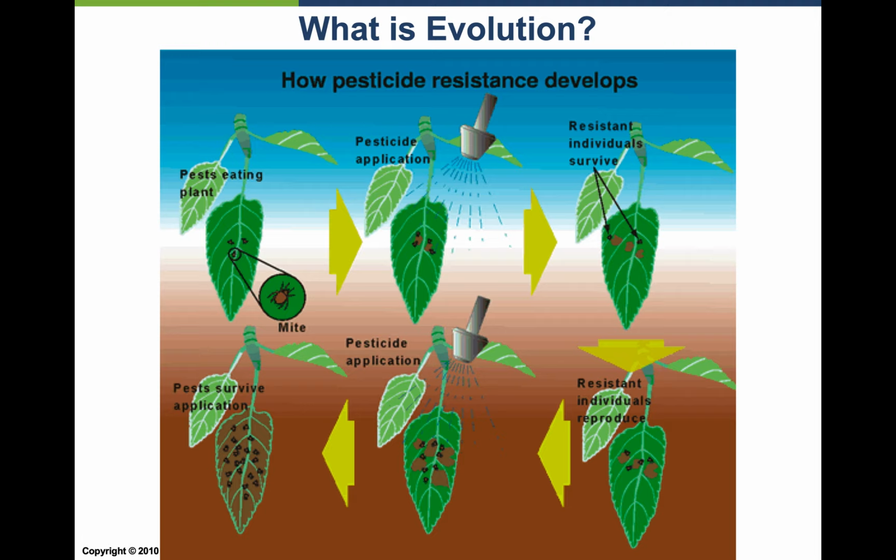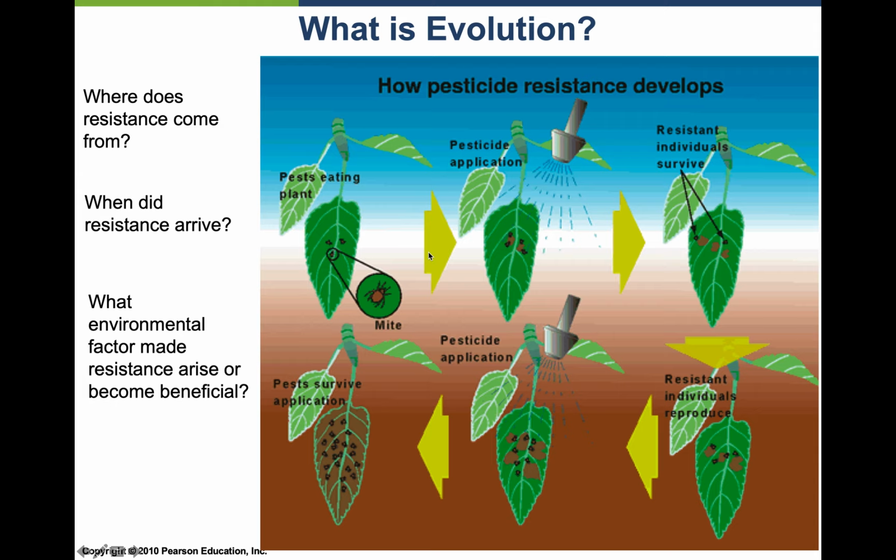Okay, hopefully you took the time to do that. I'm actually not going to go over it because I think it's pretty self-explanatory, and I'm going to trust that you actually took the time to go over it. So looking at this figure, I want you to hit the pause button again and ask yourself these questions. Where does resistance come from? When did resistance arrive? And what environmental factor made resistance arise or become beneficial? So hit the pause button and work through that.